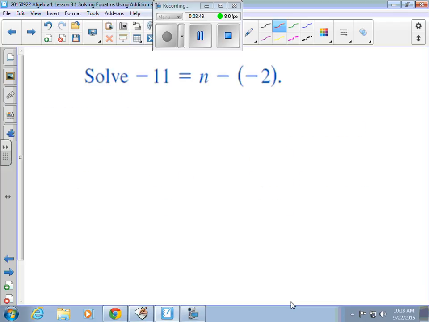On the back, this one, negative 11 equals n minus a negative 2. 30 seconds.